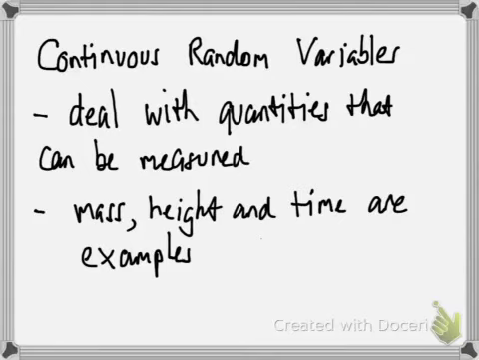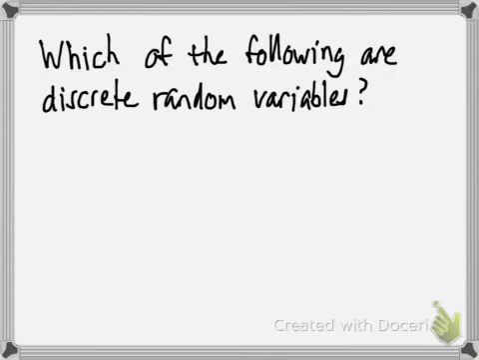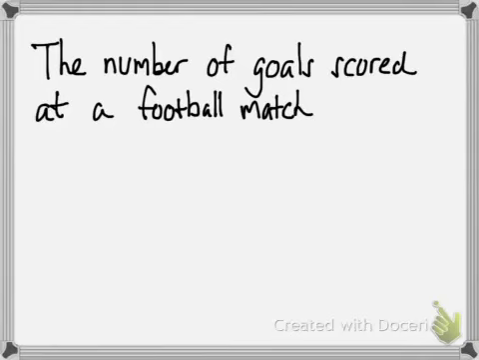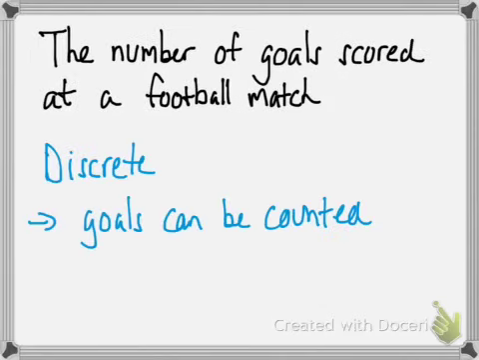So in this first couple of units of probability, we're really looking at these discrete random variables. According to those 2 definitions, discrete and continuous, let's look at some scenarios. The number of goals scored at a football match, is that discrete or continuous? It's discrete, as the goals can be counted. You score 2 goals, or 3 goals, or 4 goals, or 5 goals. You don't score 2.378 goals. So they can be counted, they're discrete.